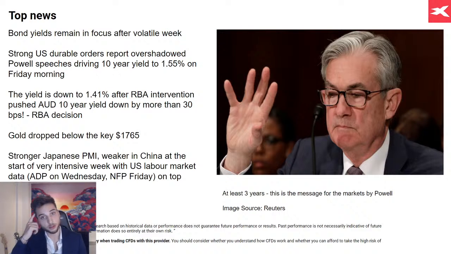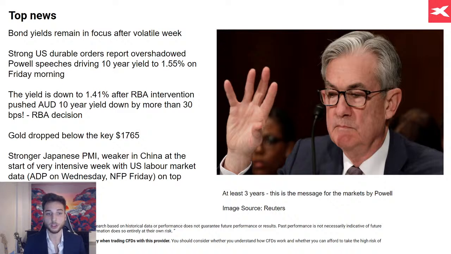Some top news this week is that bond yields remain in focus after a volatile few weeks. Macro reports tend to be a main focus of markets, in particular indices, but also commodities. The strong U.S. durable orders report overshadowed Powell's speech, driving the 10-year yield to 1.55% on Friday morning, last Friday. The yield is now down to 1.41%.